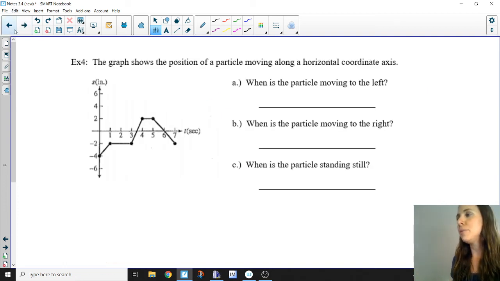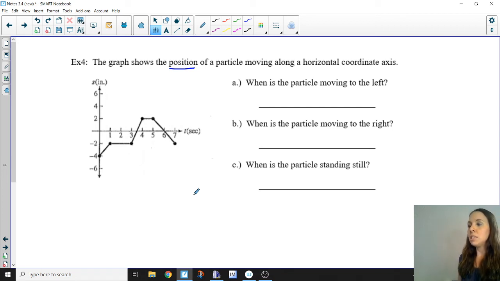Let's take a look at example 4. For these last couple of examples, we need to be able to answer questions or problem solve when given a graph. And so that's what I want to focus on here. What we are looking at in example 4 is the position of a particle moving along the horizontal coordinate axis. Keep in mind that you are given a position versus time graph, which is what we've been dealing with throughout. However, that's important because in the last example, we'll be looking at a velocity versus time graph.